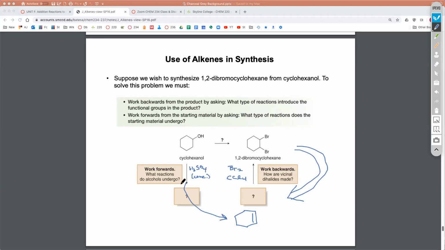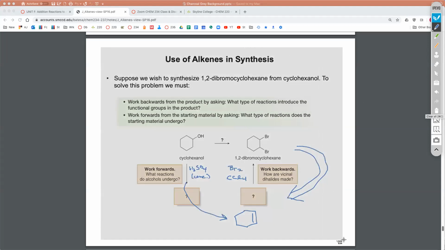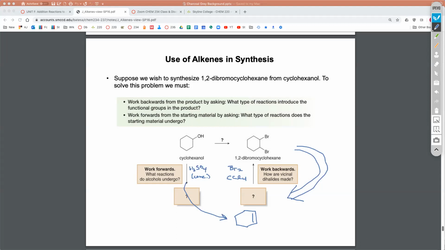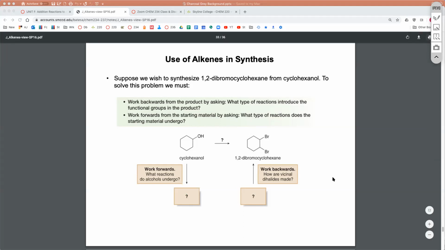This would be your first step. You would show that you get this product, and then this would be your next step to get to this dihalide here. Any questions on this one right here? All right. So let me move forward again.